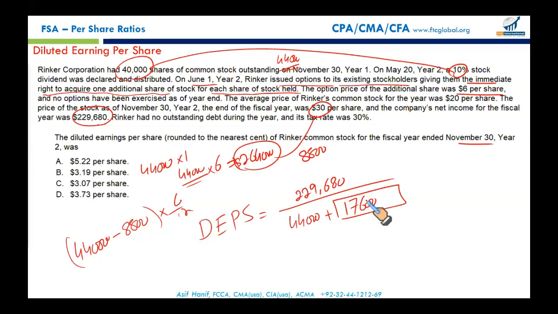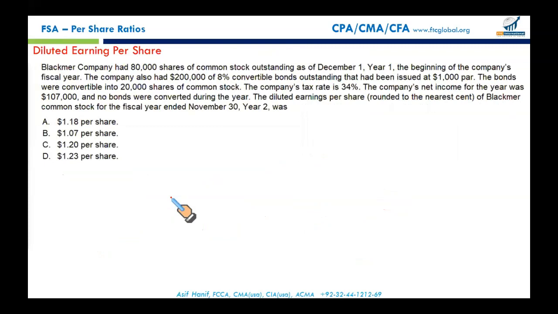Now you can calculate 229,680 divided by the sum of 44,000 plus 17,600, and that gives you 3.728. This is approximately D. So please do this question a couple of times. If you make sense out of it, fine. If you don't, it doesn't matter, because as I said, diluted earning per share, if ever tested, will be pretty straightforward. This was a little complex question involving the exercise of options.